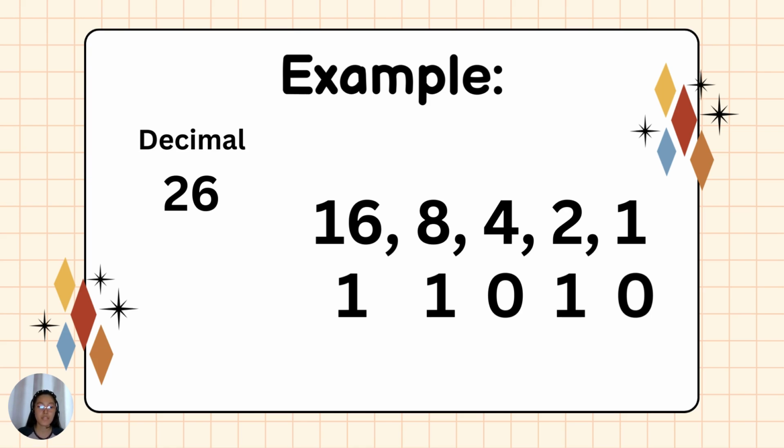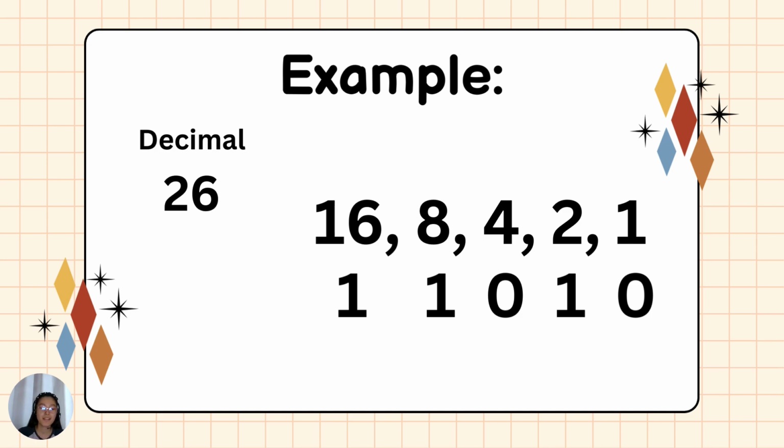So for 16, we will give a value to this number. So we will write down 1. 16 plus 8 is equal to 24. So we will put value 1 since it does not exceed 26. If we add 24 to number 4, it will be 28. Since it exceeds the decimal number, we will put 0. Next number is 2. So 24 plus 2 is 26. So we will put 1.